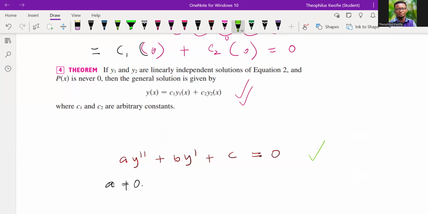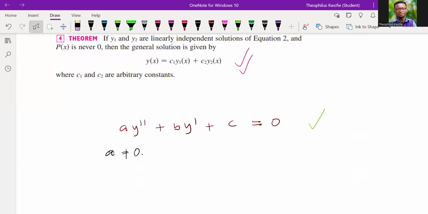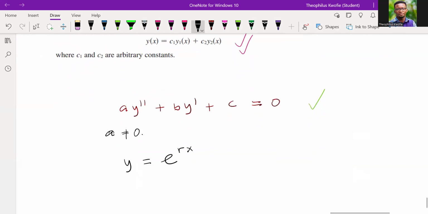Okay, if you remember very well, we said that for the exponential function, let's say y equals e to the power r x, where r is just a constant, the first derivative of this exponential function is always a constant multiplying the function itself.